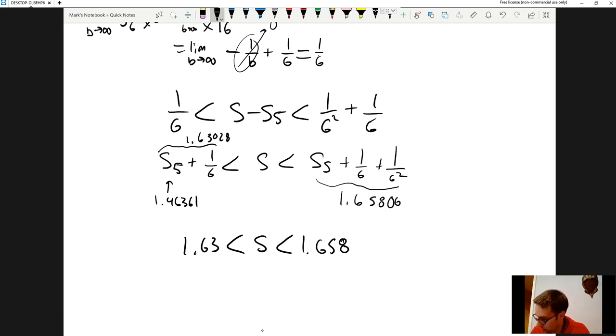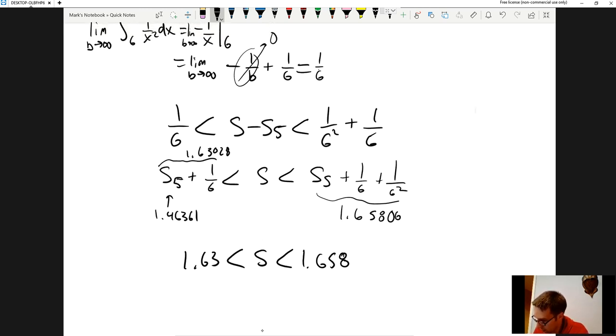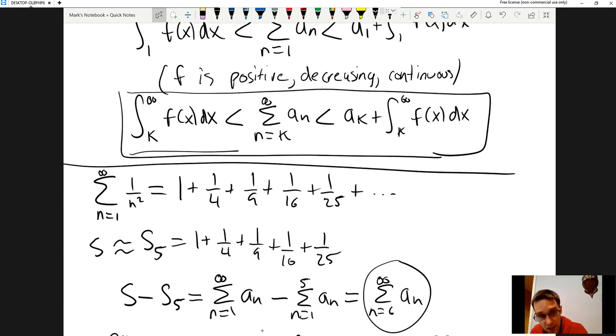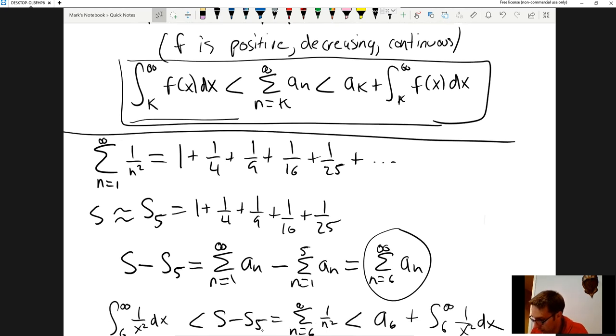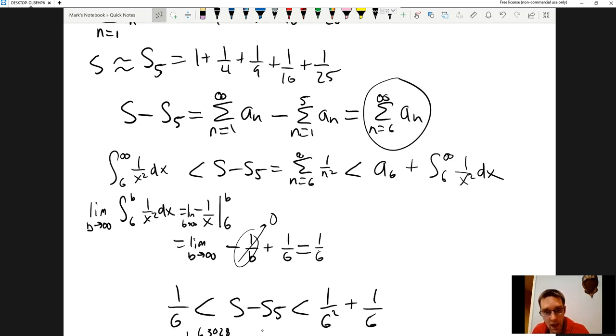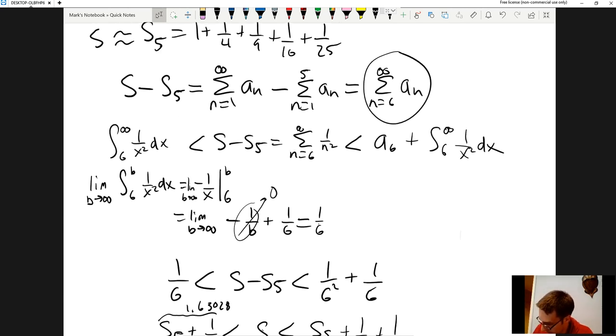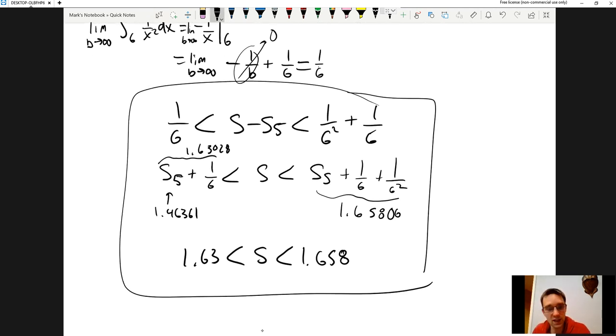Okay? So let's recap there, make sure we understand. We first derived this relationship that said not only can we compare a sum to an integral, but we can actually bound it between an integral and an integral plus one term. And then once we've got that, we can look at the difference between a partial sum and the true sum and determine how far apart they are. And then with a little bit of algebra, we were able to get the S term by itself and come up with a range of values for it. Now, you may be wondering, what is the answer? It's between 1.63 and 1.658, but what is it?